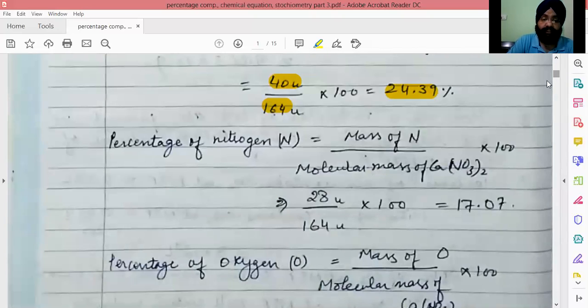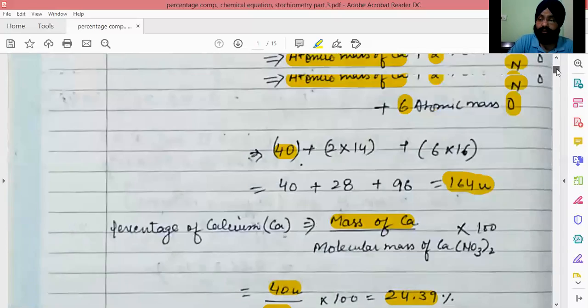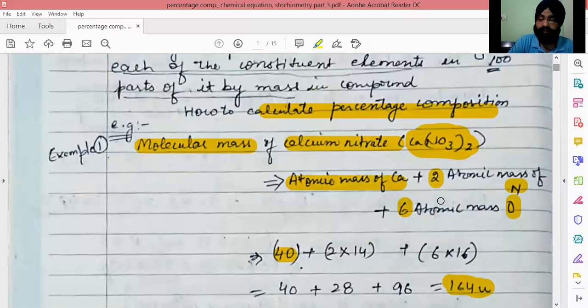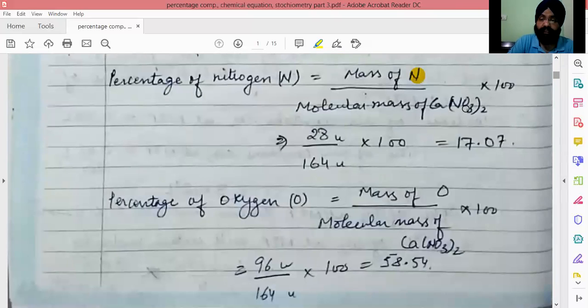Then the percentage of nitrogen. Nitrogen is 2 times its atomic mass, so 14 into 2 is 28. The mass of nitrogen in the chemical formula of the compound is 28, so 28 by 164 into 100 will be 17.04%.